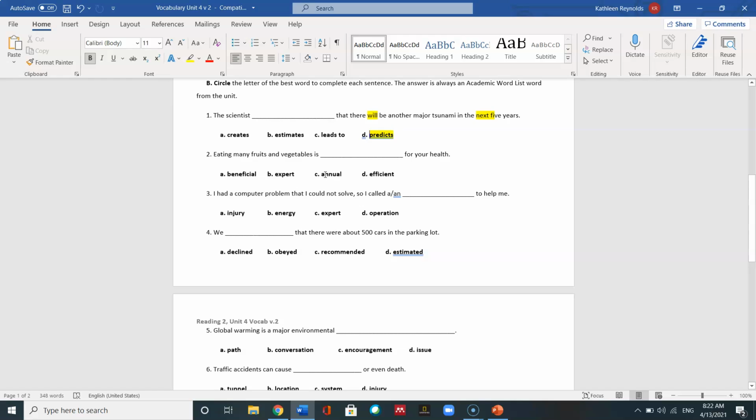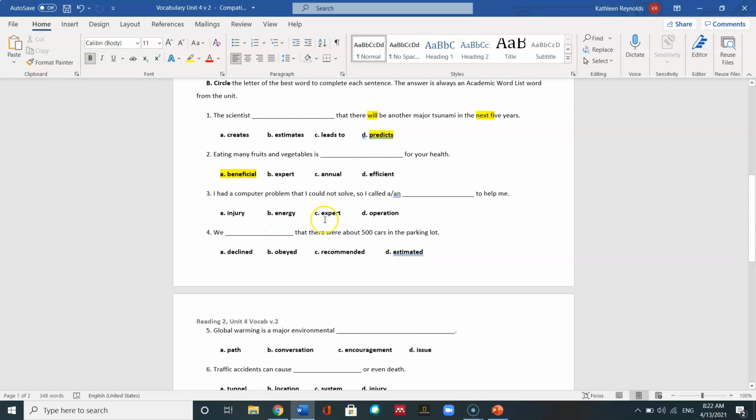So is it better to say eating fruits and vegetables is beneficial, good, or efficient? Remember, efficient means make something work well. And I think in this case it's better to use beneficial because it just means good or helpful for your health. Number 3, I had a computer problem that I could not solve, so I called a or an blank to help me.